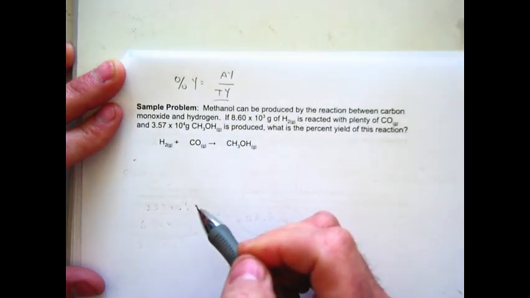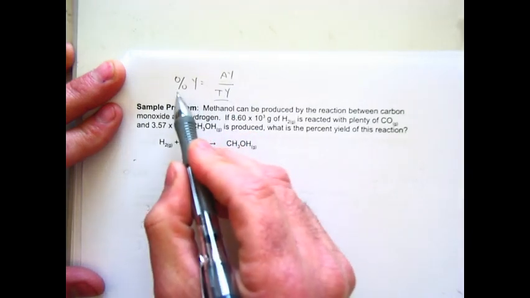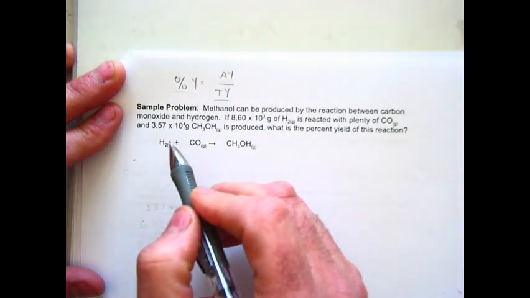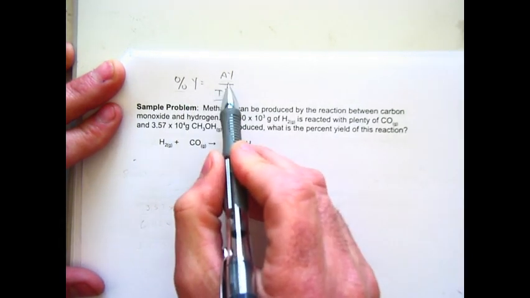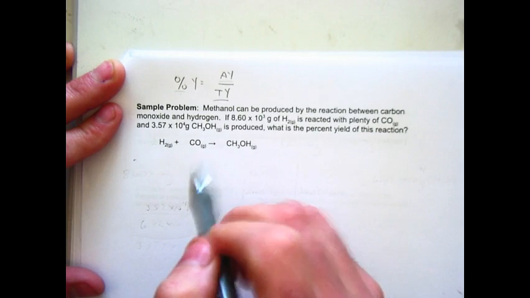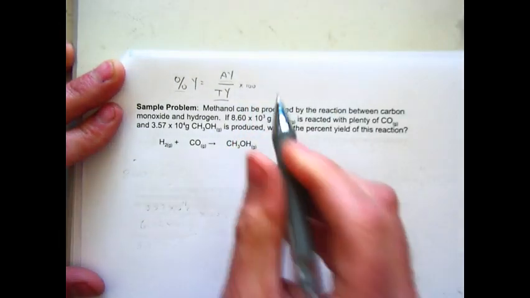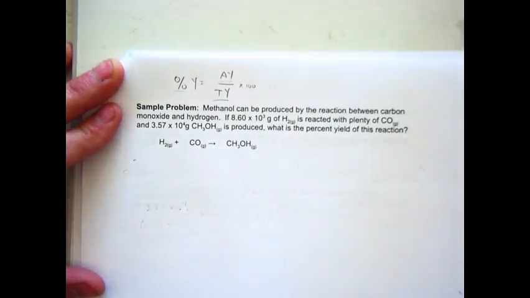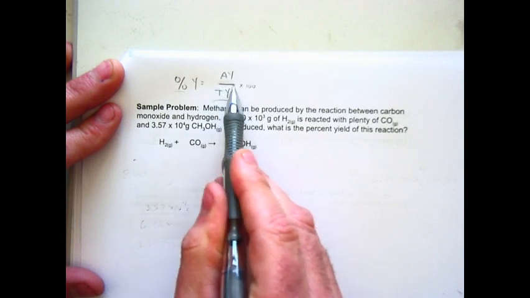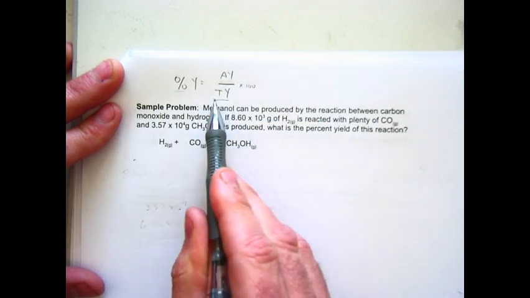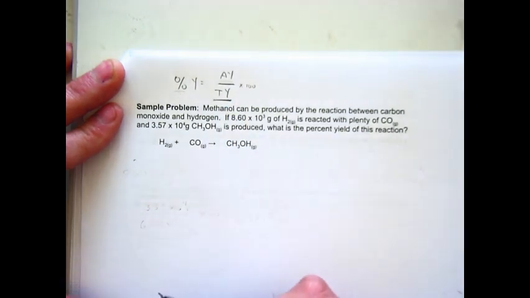However, some problems give you the actual yield and ask you to solve for the percent, whereas others give you the percent and ask you to solve for the actual. Oh yes, it's also times 100. So, depending on which type you have, you're going to be either solving for the percent or solving for the actual yield. But you always use stoichiometry in order to find the theoretical yield.